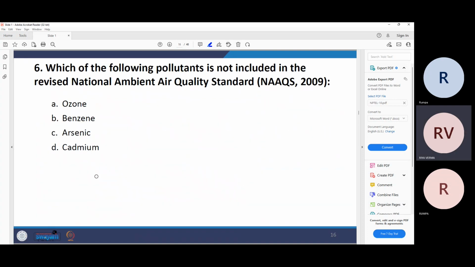So the question is, which of the following pollutants is not included in the revised standards? So ozone was there, benzene was there, arsenic was there. Only cadmium is not included in the standards in 2009.